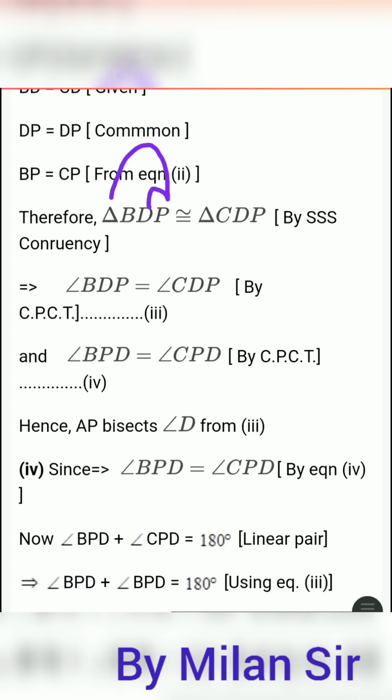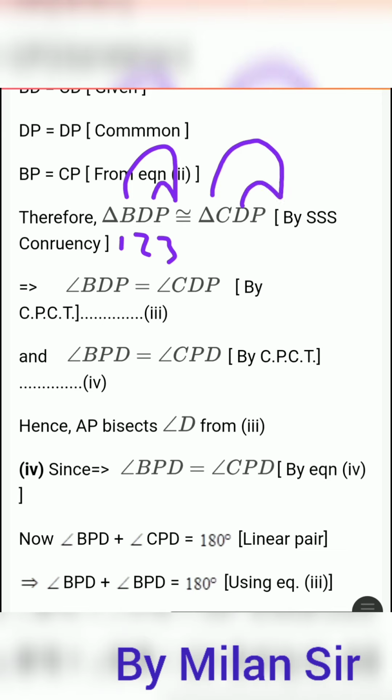We need to maintain the sequence. Whatever sequence we take from one side, the same sequence we need to take from the second side. That's why I just pronounce the sequence: first, third, second. I'm just saying the position. This is first position, second position, third position. So first, third and second, B, P, D. The same sequence we need to take from the second side, so C, P, D, first, third, second. So angle BPD is equal to angle CPD by using CPCT.